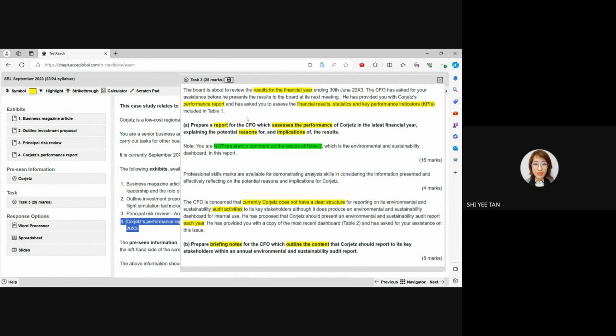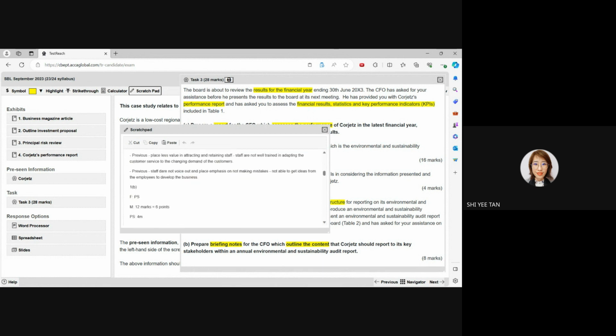Now, the board has asked you, sorry, not the board, the CFO. The CFO has asked you to assess the financial result, statistics, and key performance indicators. Why do I highlight this? Because these 3 aspects are the ones you should include in your answer when you want to assess the performance. It already lists them down for you. So these 3 aspects you should cover in your answer.